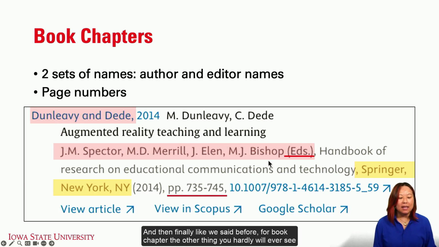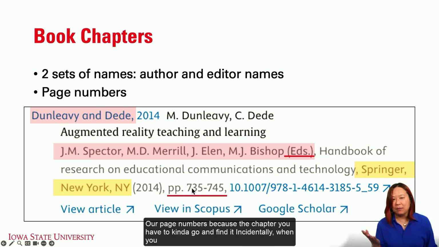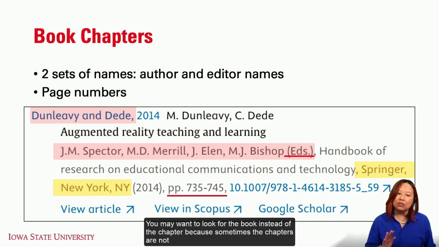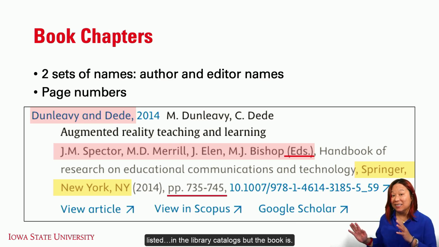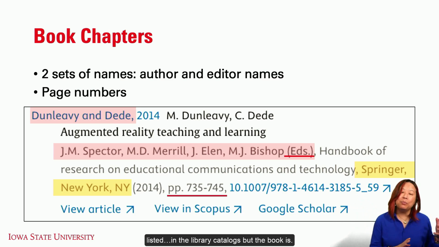Okay? And then finally, like we said before, for a book chapter, the other thing you hardly will ever see, unless, of course, it's a book chapter, are page numbers, because the chapter you have to kind of go and find it. Incidentally, when you are looking in the library for the chapter, you may want to look for the book instead of the chapter, because sometimes the chapters are not listed in the library catalogs, but the book is.